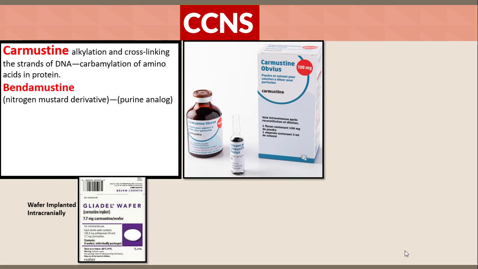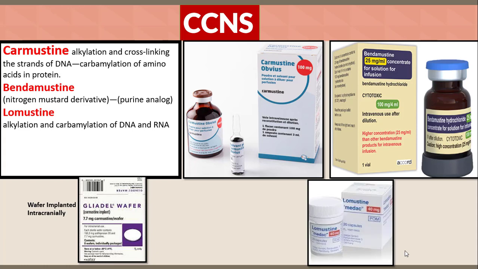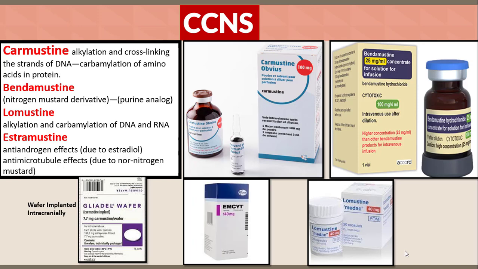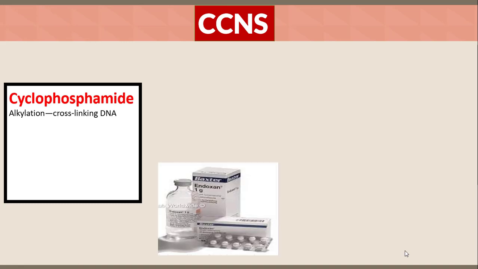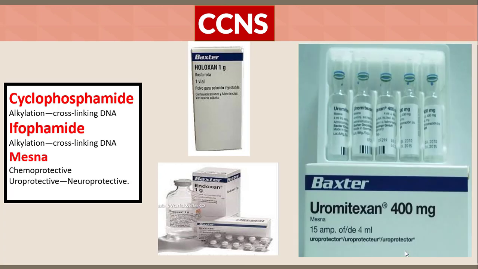Bendamustine, nitrogen mustard derivative, purine analog. Lomustine, alkylation and carbamylation of DNA and RNA. Estramustine, anti-androgen effects due to estradiol, anti-microtubule effects due to non-nitrogen mustard. Cyclophosphamide, alkylation cross-linking DNA. Ifosfamide, alkylation cross-linking DNA. Mesna, chemoprotective, uroprotective, and neuroprotective agent.